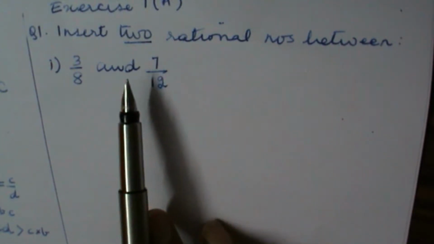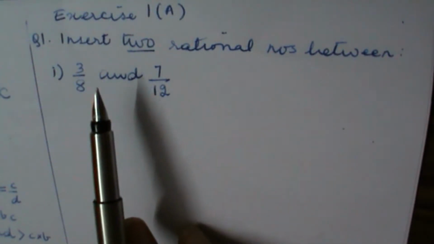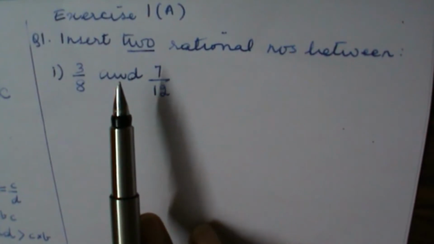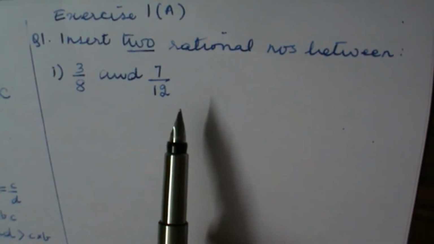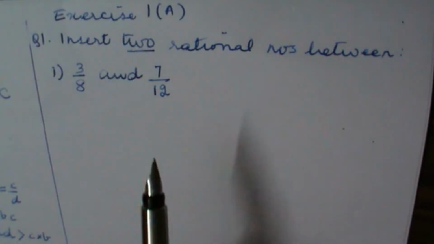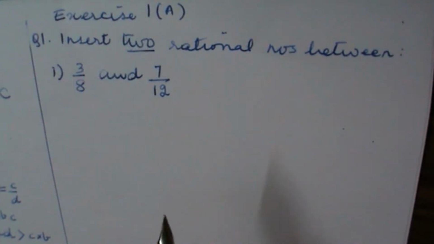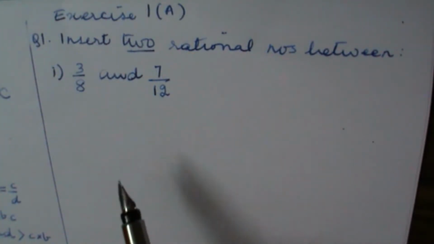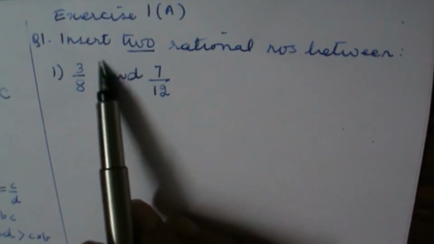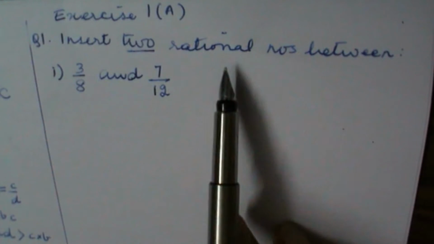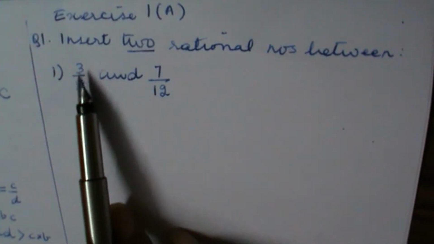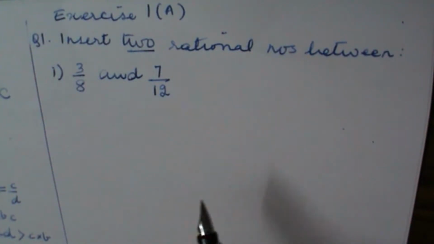Okay, now I have consulted the Concise Maths book by Selina Publication, and so I will be using this textbook because by and large it gives you a very good graded collection of questions according to the increasing difficulties. So I have question number 1, first part. Insert two rational numbers between 3 upon 8 and 7 upon 12.